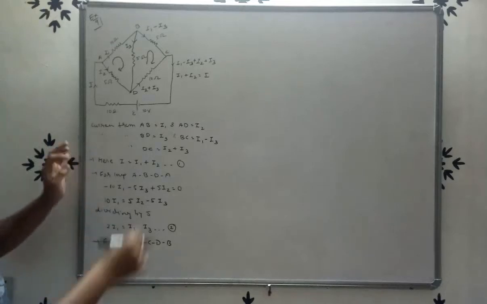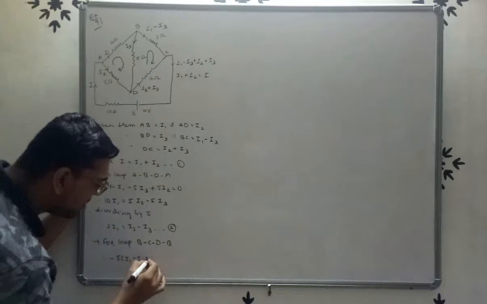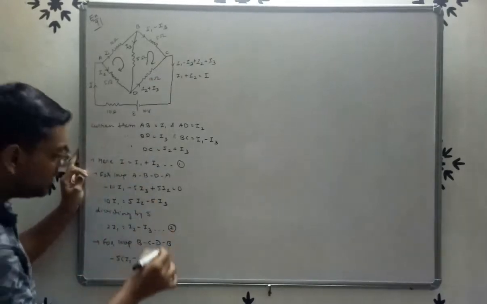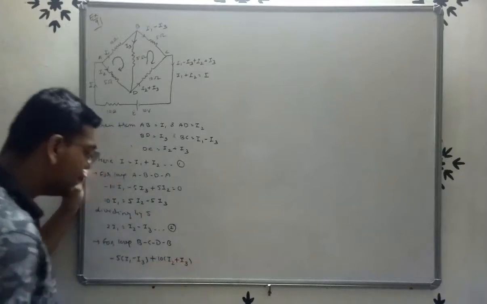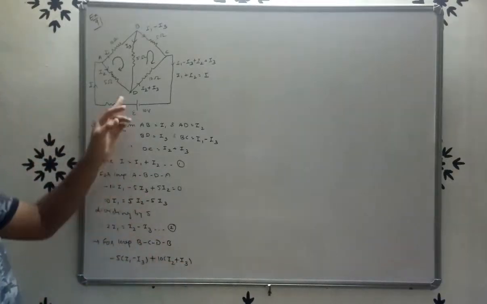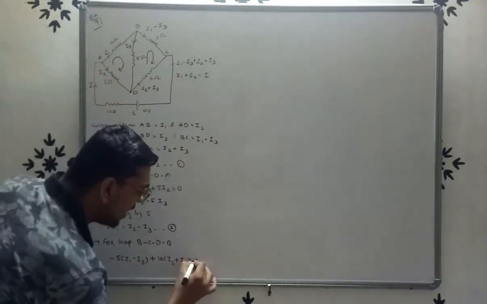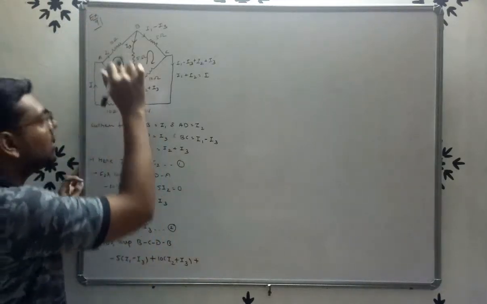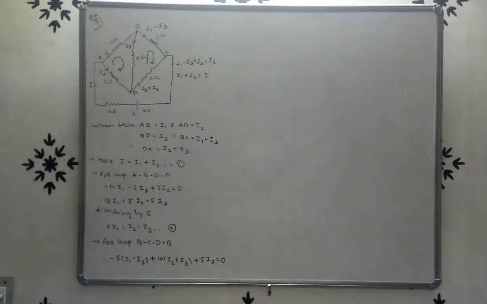Then C to D. Current opposite, D to C. So IR will be positive. So plus 10 into I2 plus I3. Then our path is D to B and current B to D opposite direction. So plus IR. So R will be 5 and current I3. So plus 5I3 is equal to 0.